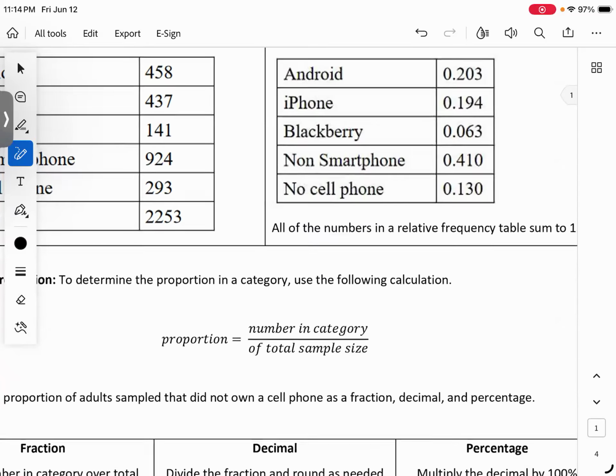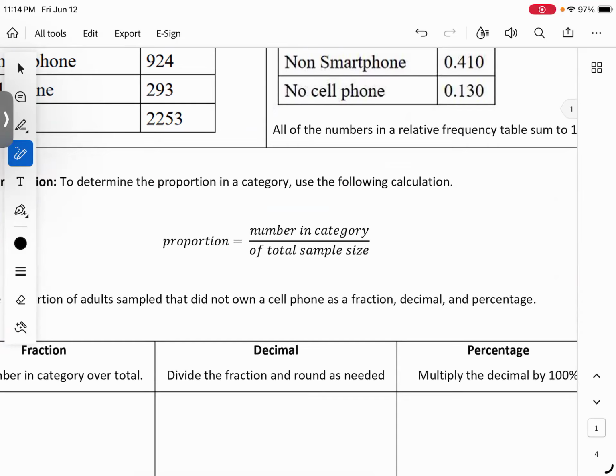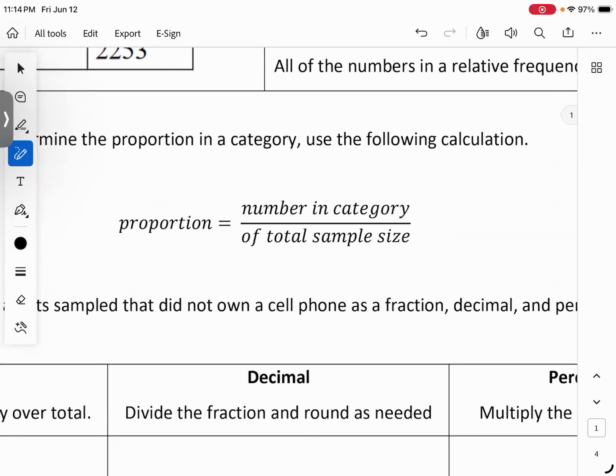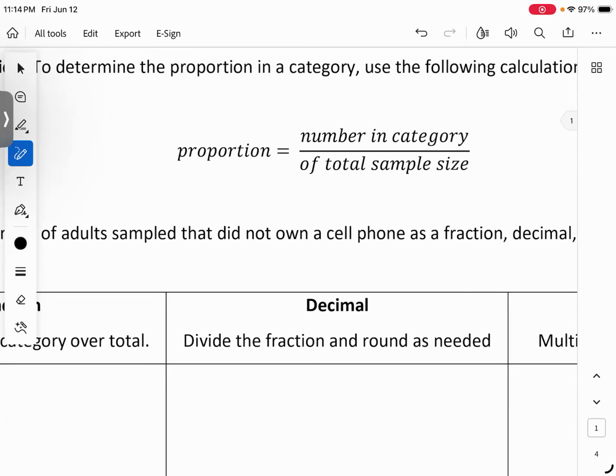Another thing we'll be doing starting with this section is starting to calculate proportions. There's a little structure to it: the number in the category that you're focused on out of the total sample size. In this class, know that it's always going to be the smaller number on top, the larger number as the denominator. One of our first examples is, suppose we wanted to calculate the proportion of those in the study who did not own a cell phone.